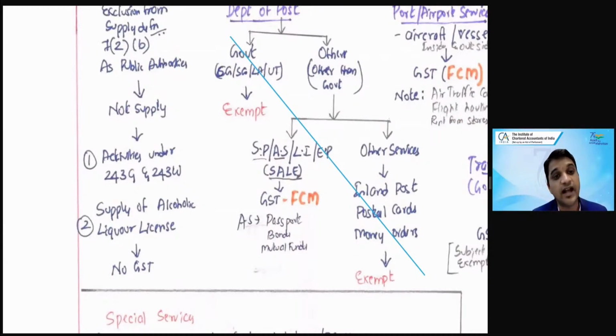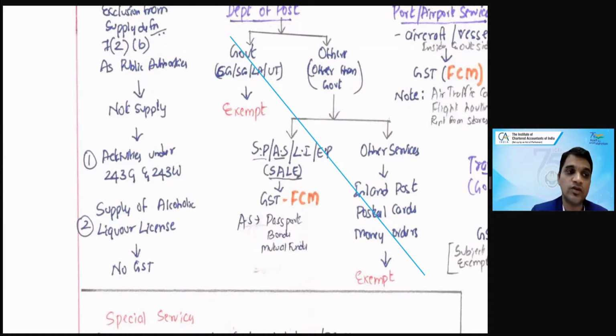And then there is a clarification, there are two clarifications. One is activity under Article 243G and 243W. That is, any municipality services and panchayat services are exempted. Then supply of alcoholic liquor license.